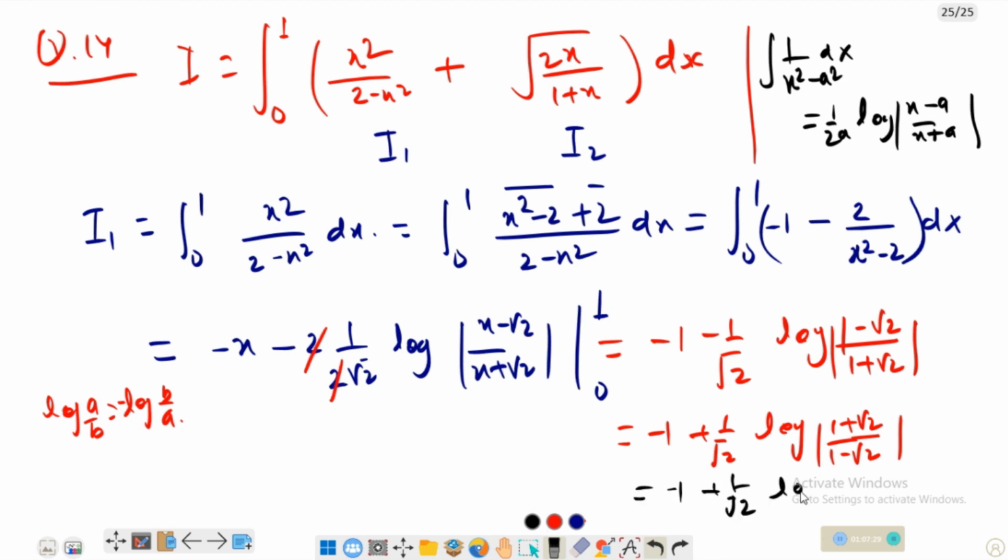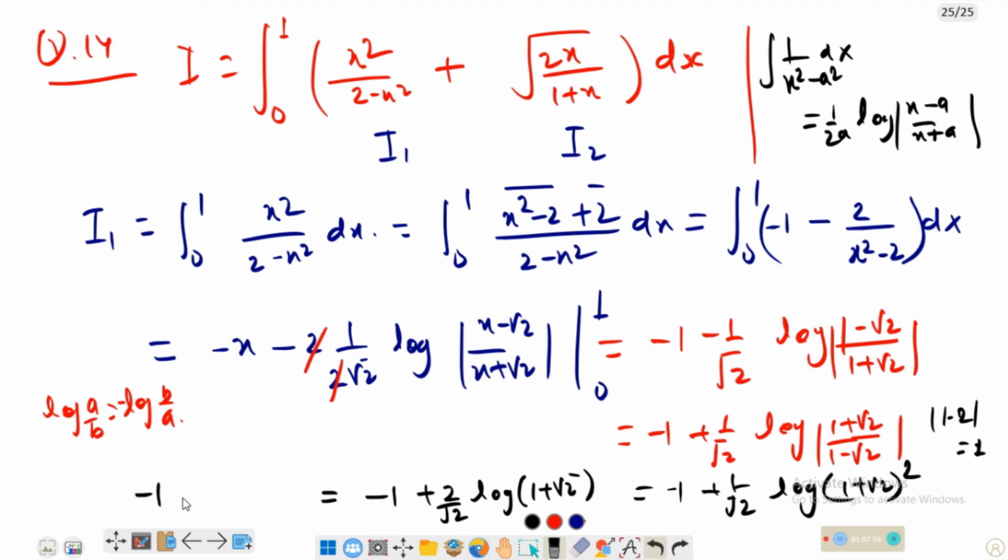2 log of 1 plus root 2 the power 2, and this is mod of 2 minus 1, the mod of 1 minus 2 is equal to the complete mod of 1 minus 2 is equal to 1. Okay, so this is 1, so this quantity is equal to minus 1 plus 2 upon root 2 log 1 plus root 2, so this is equal to minus 1 plus root 2 log 1 plus root 2. Okay, so basically I1 is equal to this quantity.